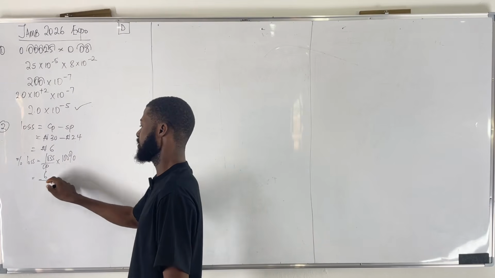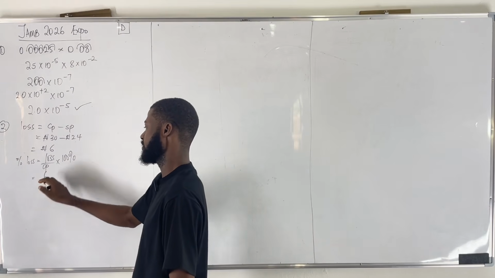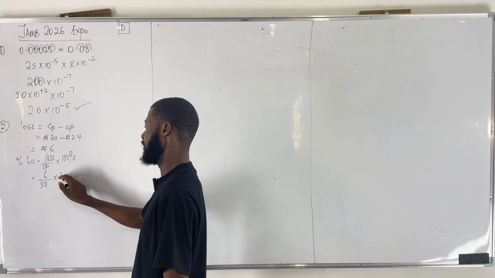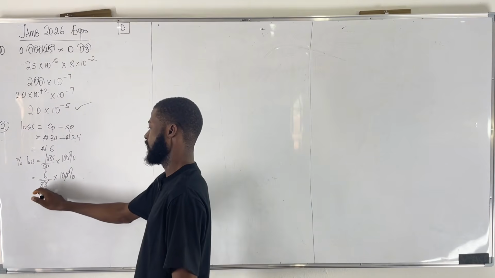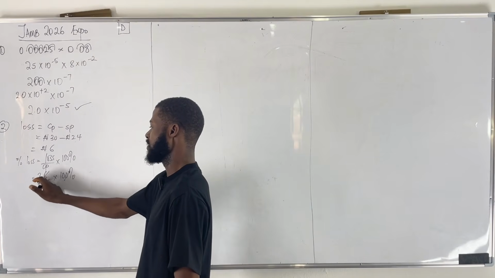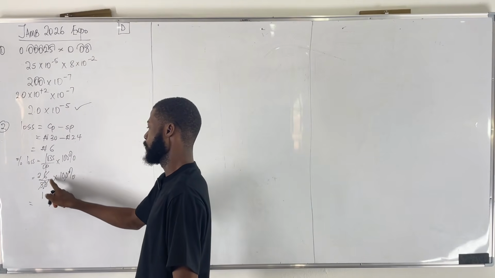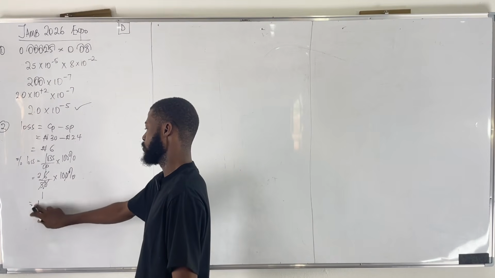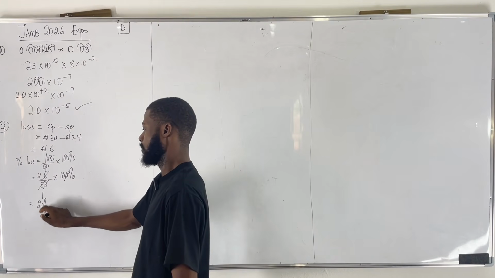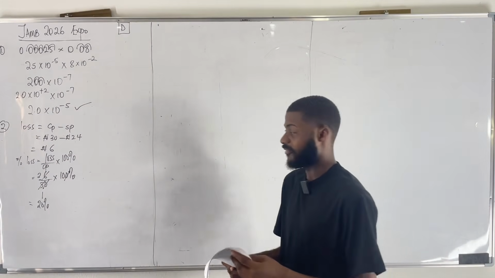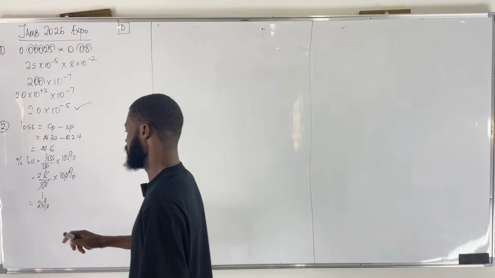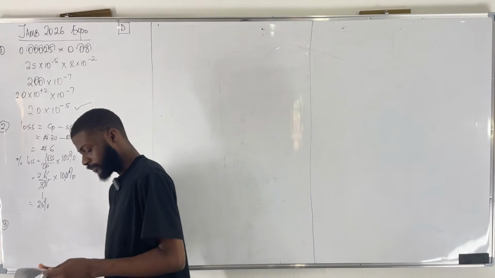Now percentage loss is loss divided by cost price times 100%. So this will be 6 divided by the cost price, which is 30, then times 100%. Now we cancel 0 here. 3 here is 1. 3 into 6 is 2. So 2 times 10 will give you 20. So the answer will become 20%. So the answer for that one is going to be B. Let's move on to the next one, question number 3.